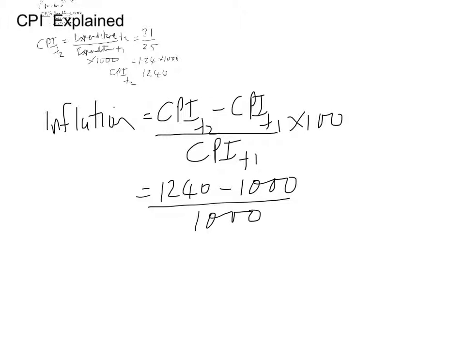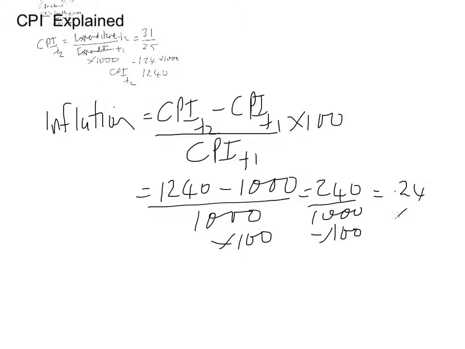So we don't really need a calculator for this one, do we? So that's 240 over 1,000. Remember, we're going to multiply it by 100. So what's that going to be? Times 100 there, it's good. It'll be 0.24 times 100. And hopefully you've agreed that the rate of inflation is 24%. That's the rate of inflation between T1 and T2.